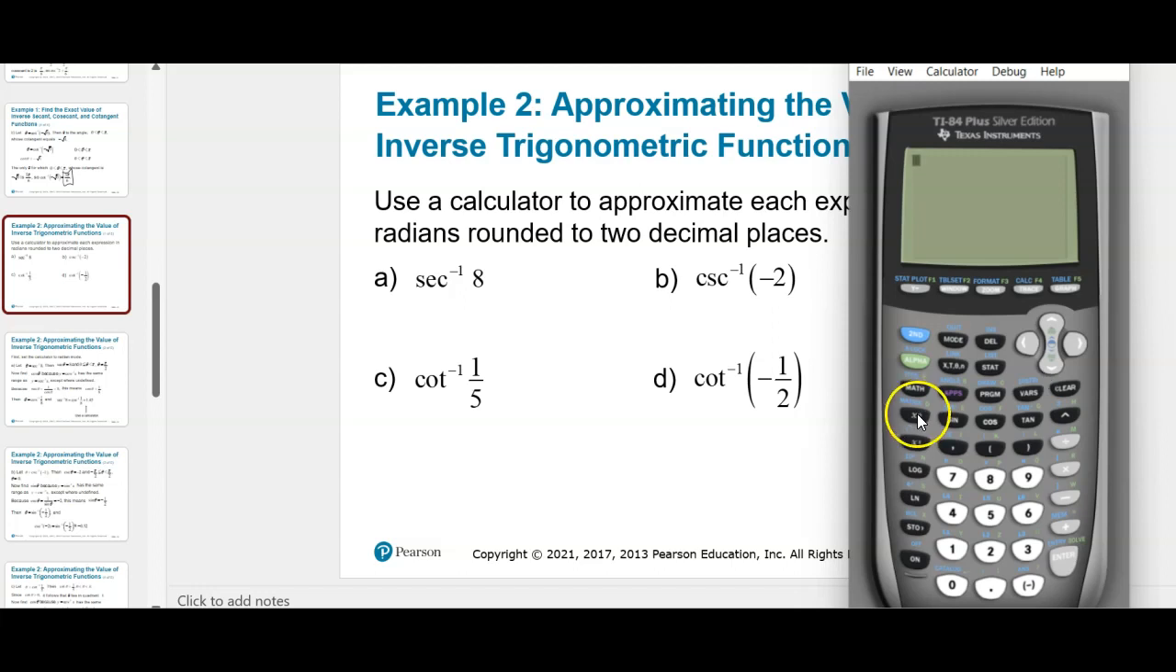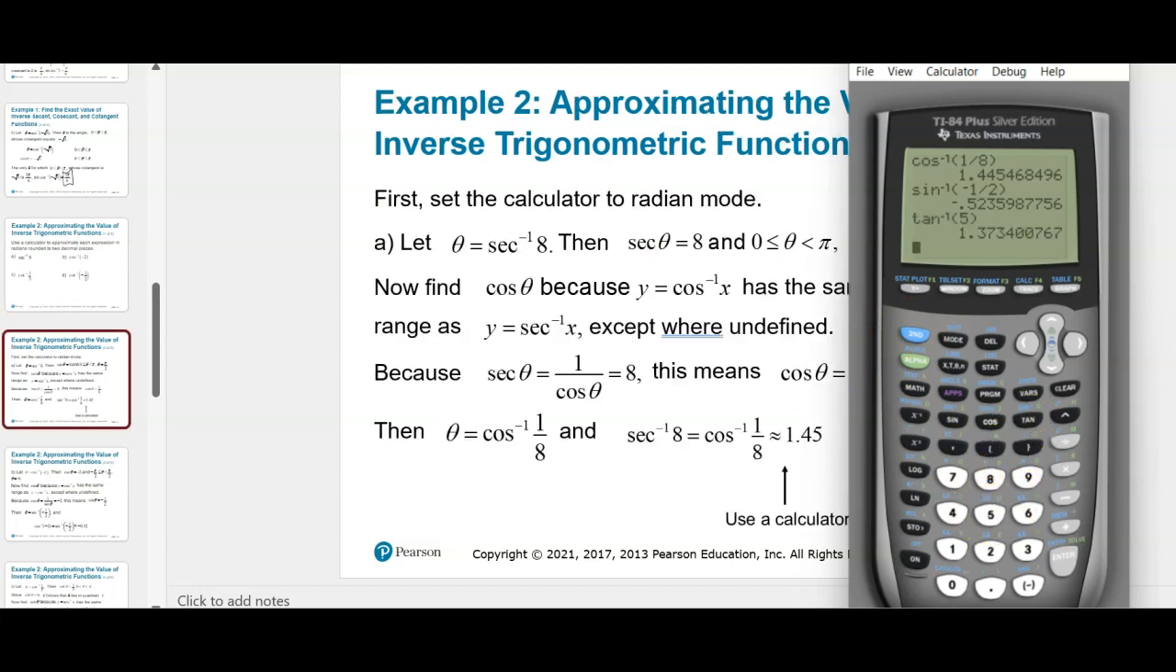So what I have to do is do the inverse. For secant, I'd have to do the inverse cosine of the reciprocal of this. So instead of 8, I would do 1/8. And there's my approximation. For inverse cosecant, I would do the inverse sine, again, of the reciprocal, so negative a half. All right, and then for inverse cotangent of these values down here, I would do the inverse tangent of the reciprocals.